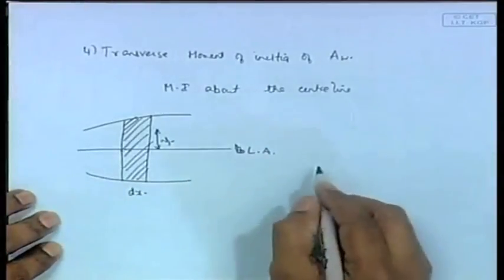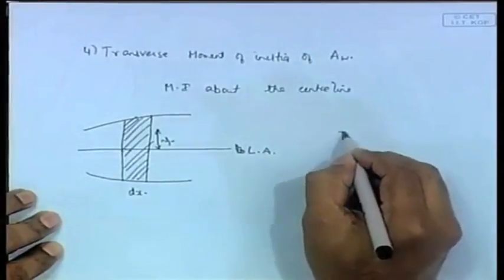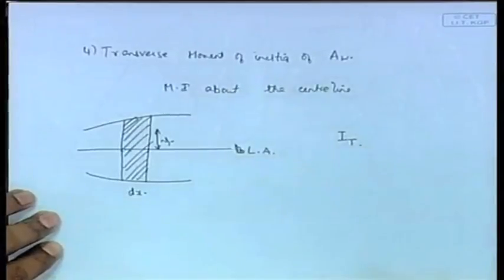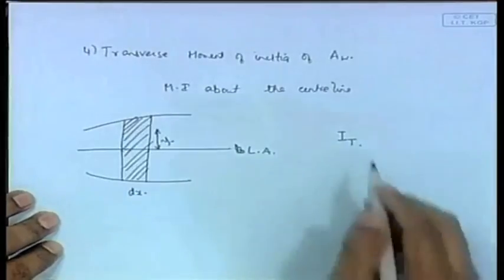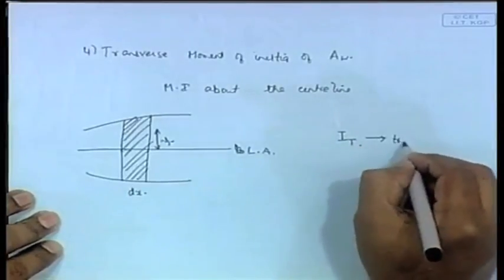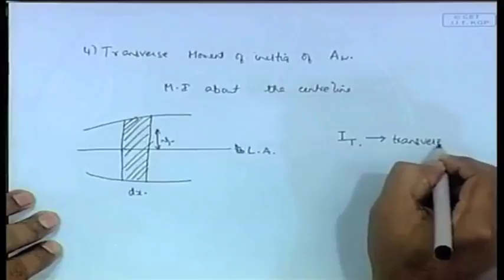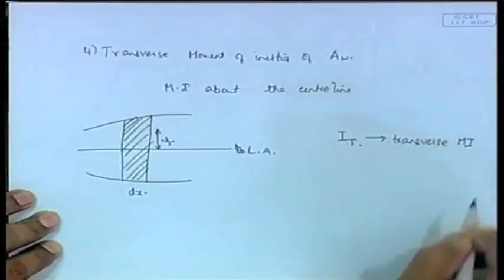Now, this is always written like this, IT. IT represents the transverse moment of inertia about the longitudinal axis, or the transverse moment of inertia about the center line. This is the transverse moment of inertia.